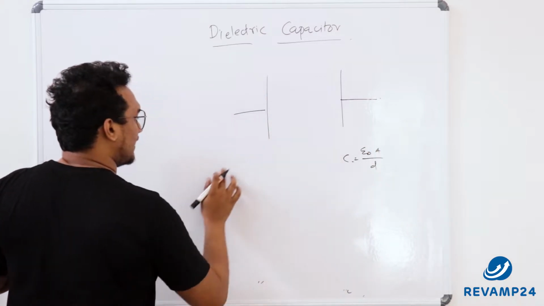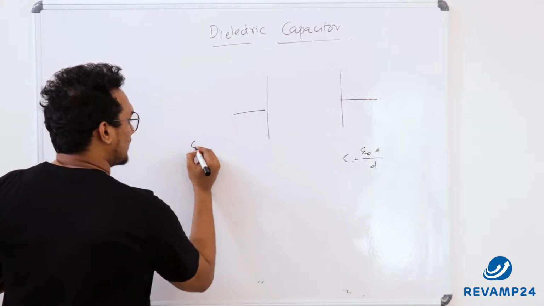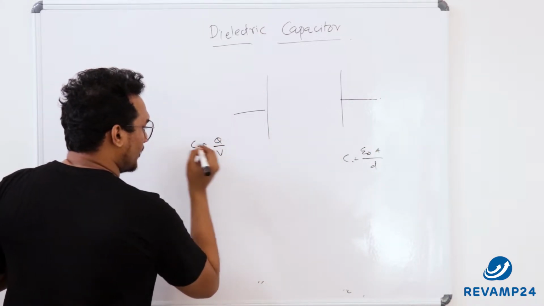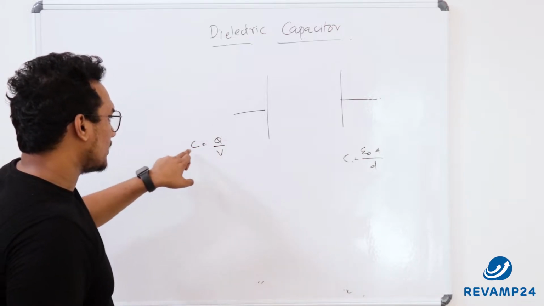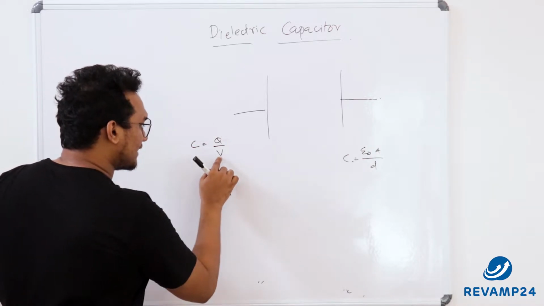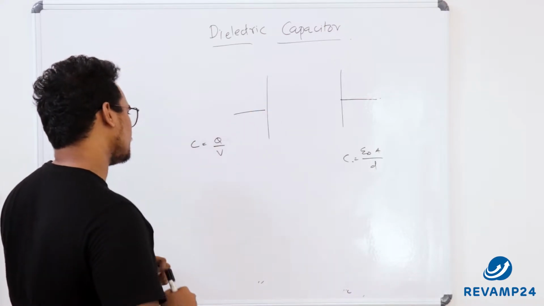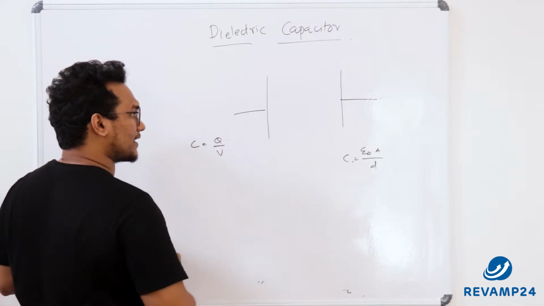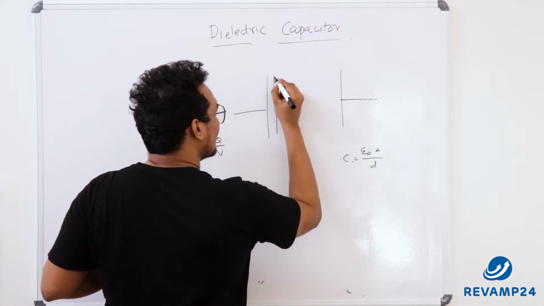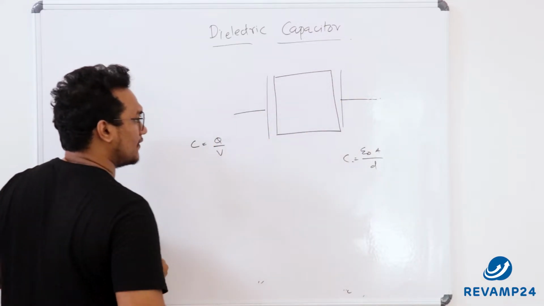But we have a standard equation to find the value of capacitance, which is Q by V. Now the only way to increase the capacitance is decreasing the potential through which a charge of Q is stored. Now how can I decrease the potential? By inserting a dielectric.